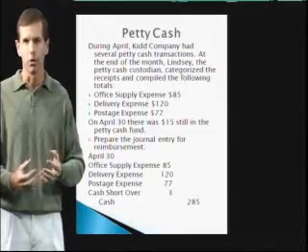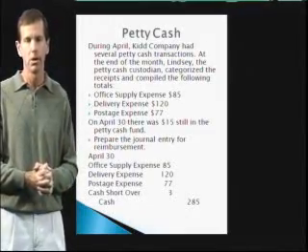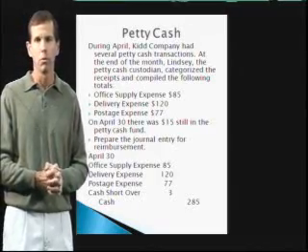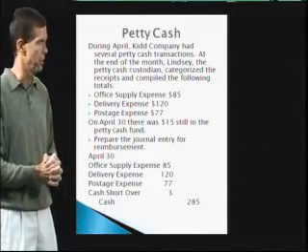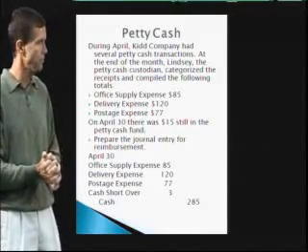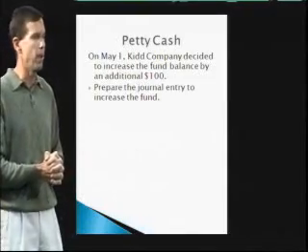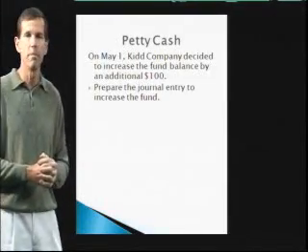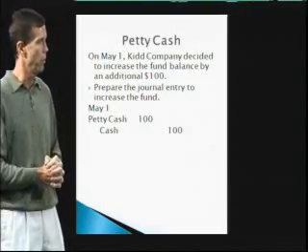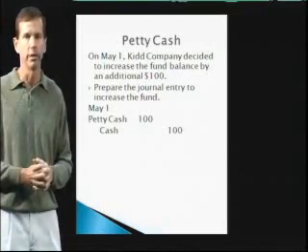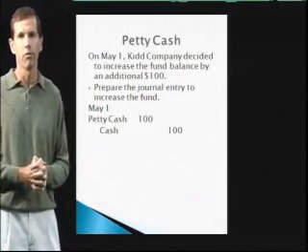Let's say we decide we're going through that too quick and we need to bring that balance up. Well, to bring that balance up, we need to debit petty cash again. And again, let's look at the next journal entry here, and you can see that we want to increase the fund balance by an additional $100 on May 1st. And so to do this, you'll see by the next slide that we will debit petty cash and credit cash. So now we're going to be maintaining a balance of $400.